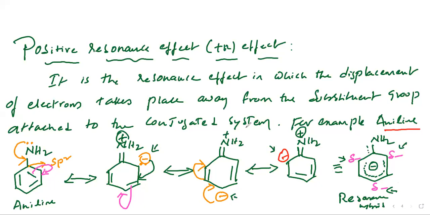It is a resonance effect in which the displacement of electrons takes place. So here the electrons are displacing. The electrons are moving from the substituent group. So this is the substituent group. Electrons are moving from the substituent group towards the benzene ring. So that we are calling a positive resonance effect. Example. Understood.